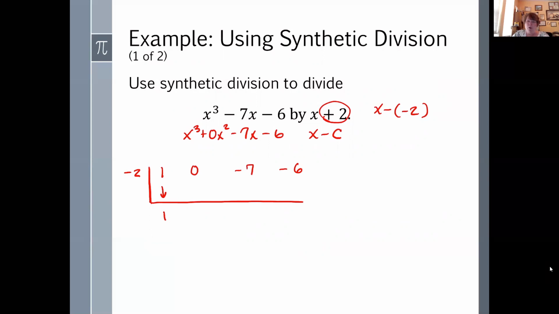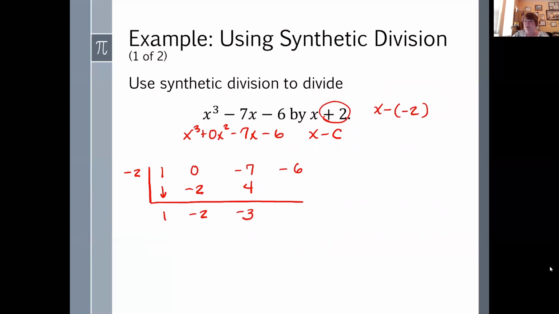I take the number 1, I multiply it by negative 2. Negative 2 times 1 is negative 2. I write that in the second column. I add those two numbers together. 0 plus negative 2 is negative 2. Now I take the negative 2, I multiply it by negative 2. Negative 2 times negative 2 is 4. I write the 4 underneath the negative 7 in the third column. Negative 7 plus 4 is negative 3.